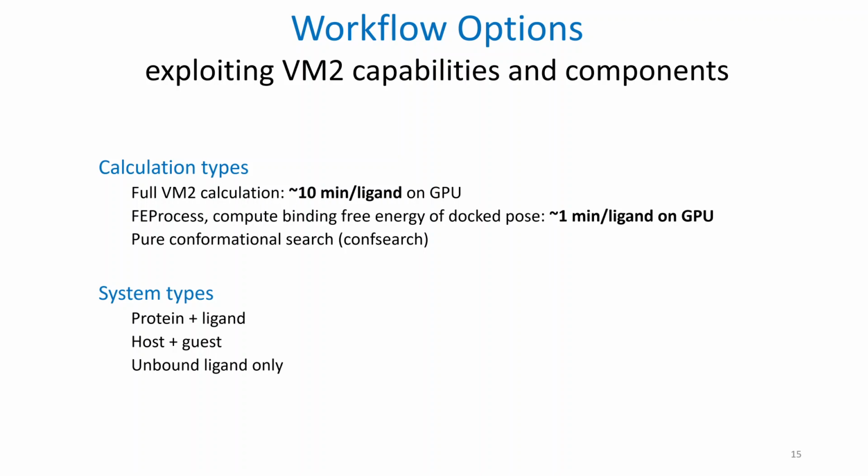In addition, VM2 can do pure conformational searches on the binding side of the ligand without the free energy calculations. This works for proteins and ligands, host-guest systems, and of course you can run it on the unbound ligand only if you're interested in the free ligand's conformational preferences, perhaps in relation to thinking about things like pre-organization.